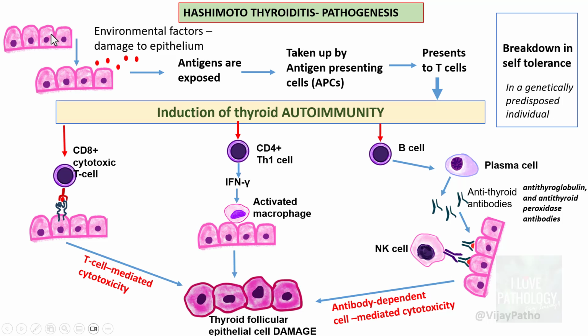Ultimately, what did we see? We saw the normal thyroid epithelium, and because of environmental factors, damage is there, and because this person is genetically predisposed, the antigens are perceived as foreign, and then there is induction of thyroid autoimmunity, leading on to destruction of thyroid follicular epithelial cells. I hope this point is very, very clear. Very important to understand the degeneration or destruction of the thyroid follicular epithelial cells.